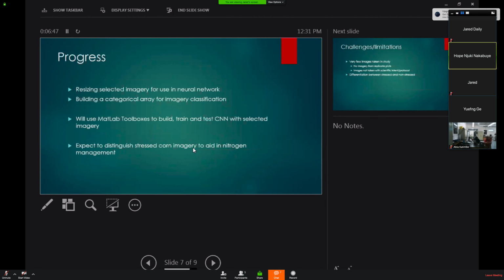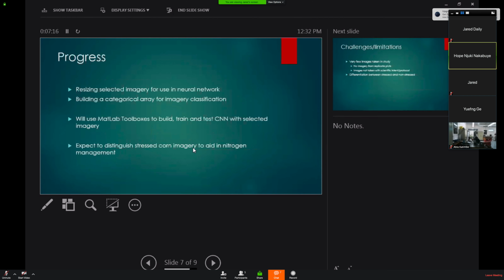We think that we can probably expand that imagery doing similar processes that have been discussed, like rotating and things like that. We haven't got to that point yet. But at the moment, we've been resizing our imagery for use in the neural network, and we're trying to figure out the categorical array building for classifying our images. That's kind of where we're at the moment.